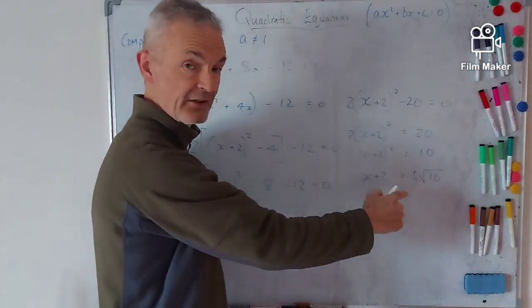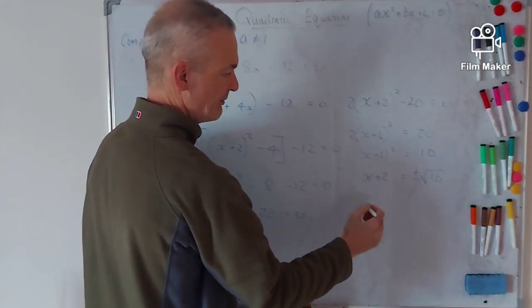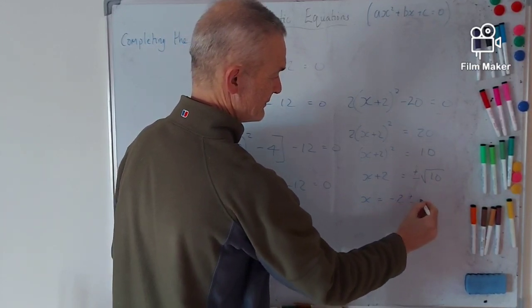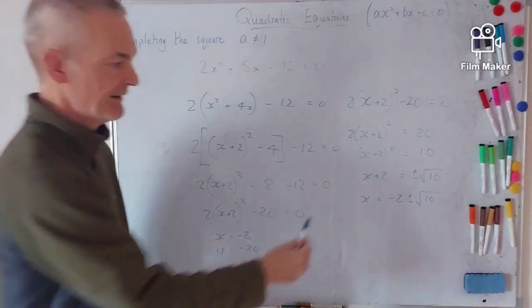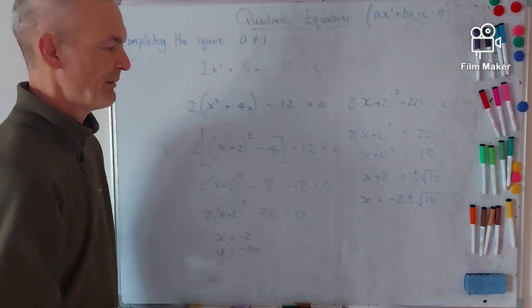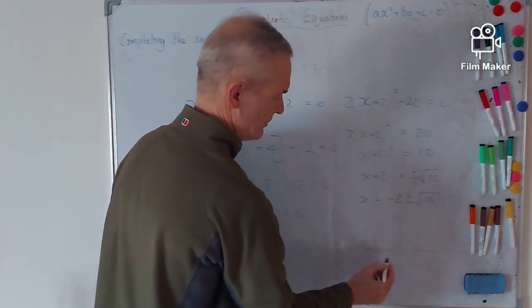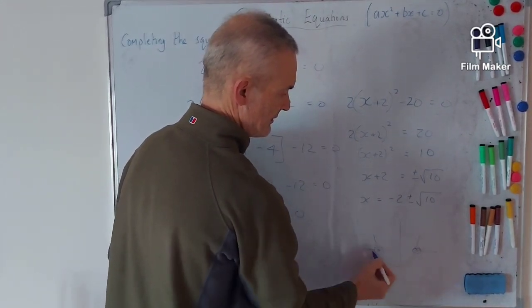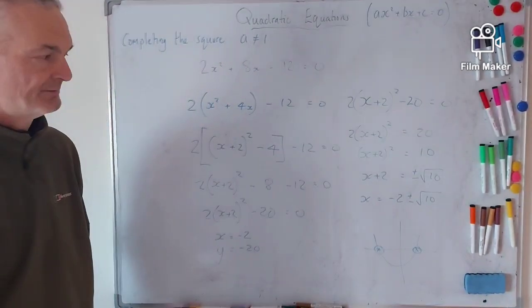Don't forget to remember that the square root is going to give us a positive or a negative outcome. Now we can subtract 2 from both sides. And this here is the solution. These are the 2 roots of this equation. Remember, what that's telling you is where it crosses the x-axis. These are the points where that will happen.